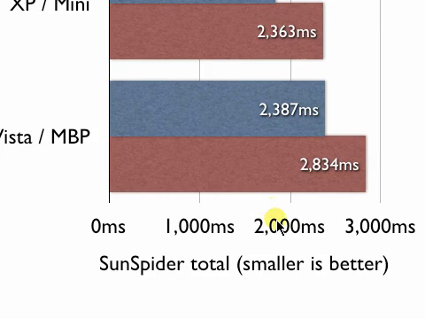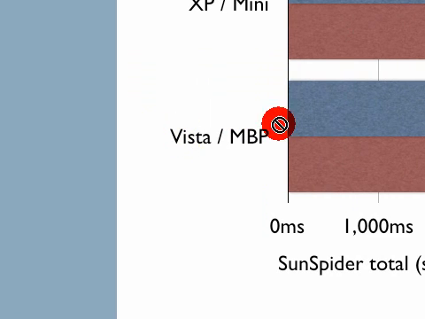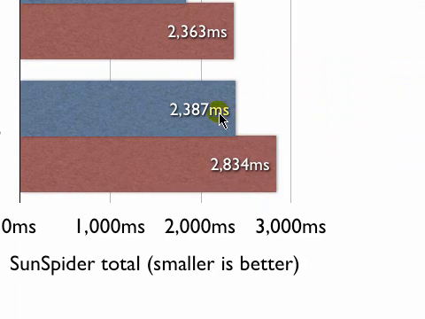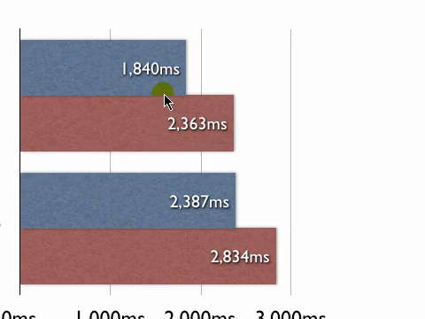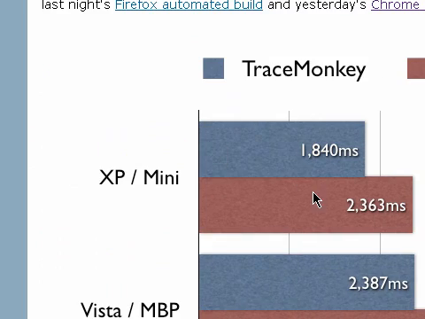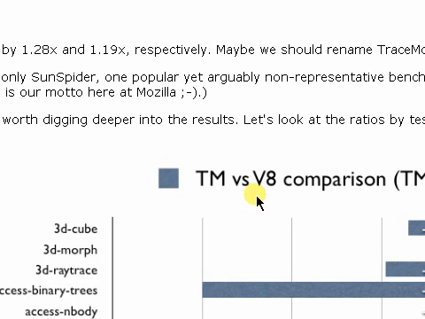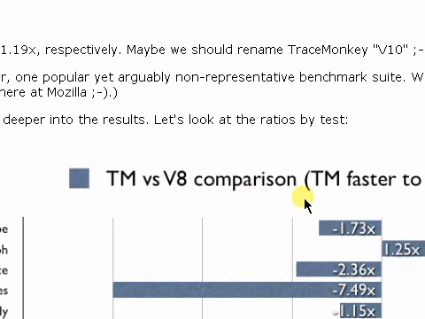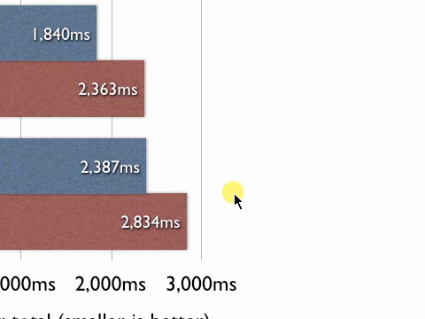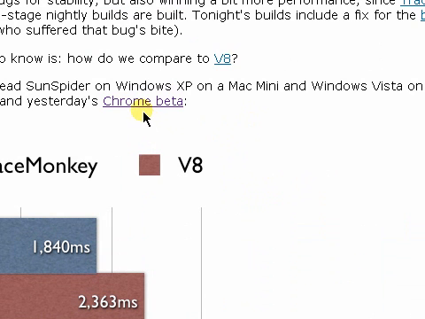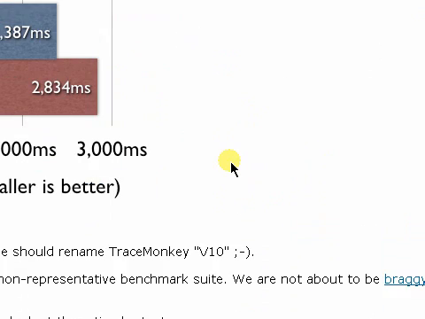So TraceMonkey here, I believe this is smaller. This is a SunSpider test by Apple. Smaller is better. Vista looks like a MacBook Pro. You see that here. TraceMonkey compared to the V8 engine gets much smaller results, along with the XP on a mini. Now here's the TraceMonkey versus V8 comparison. I want to say V8 was used by Chrome, but I'm not sure. I heard that Chrome is developing their own JavaScript engines, which will make that faster.